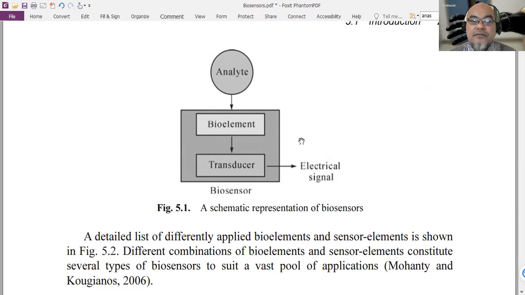Okay. So then the biosensor always consists of two elements: a bioelement or biological entity, which can be an enzyme, a whole microorganism, an antibody, nucleic acids, or cells or tissue, coupled with the transducer. The function of the transducer here is to convert any physical changes related to the binding or reaction between the analyte and the bioelement into an electrical signal. That is the function of this transducer.